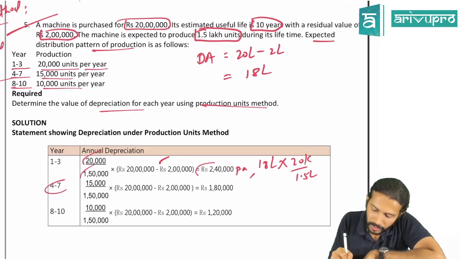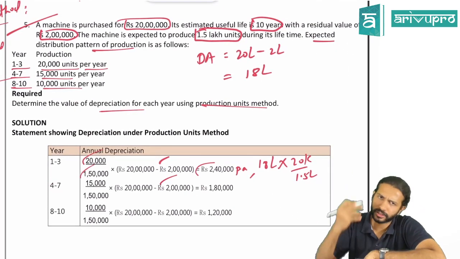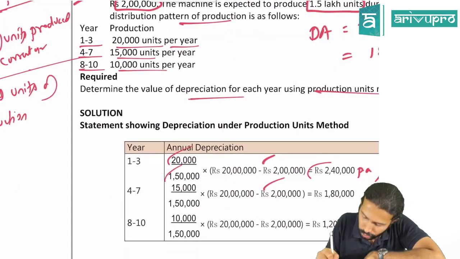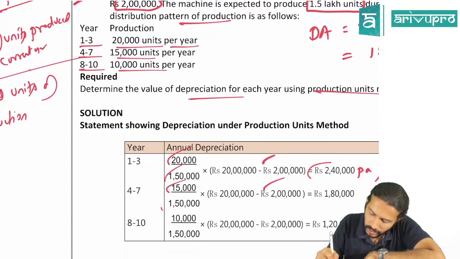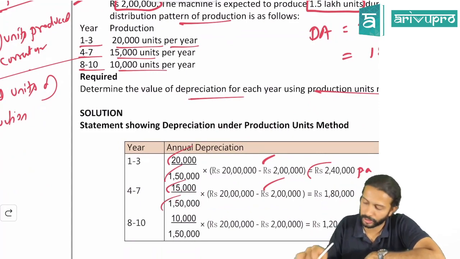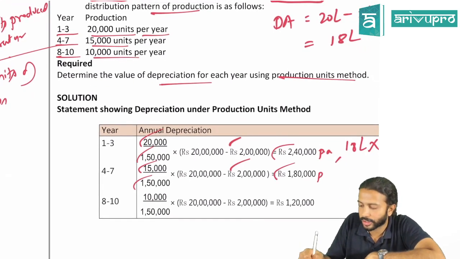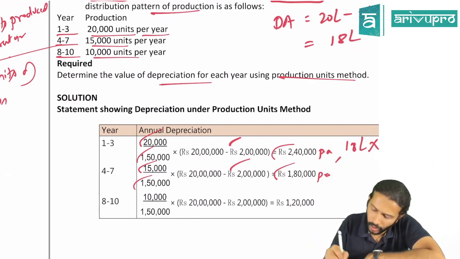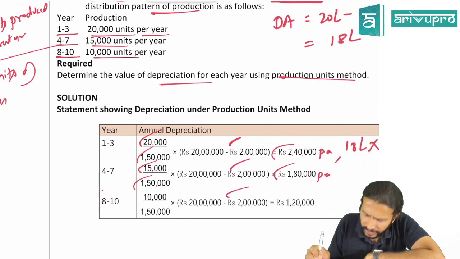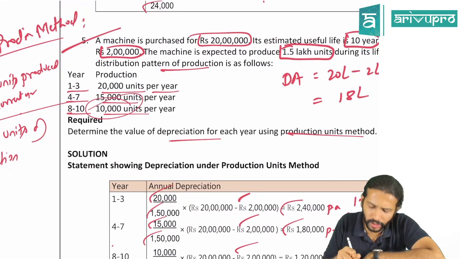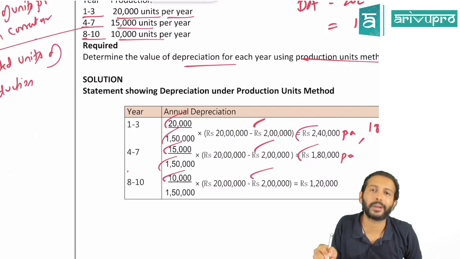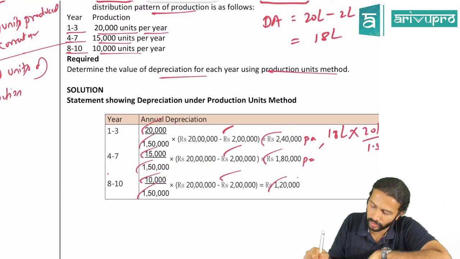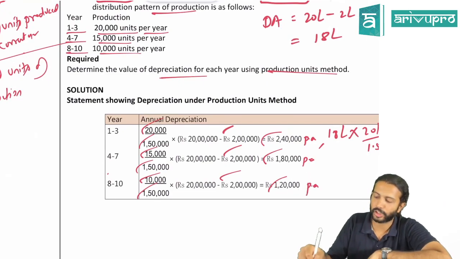Okay. From year 4 to 7, it will be the same. DA, which is 18 lakh, multiplied by, for year 4 to 7, how much did you produce? 15,000. So multiply 15,000, divided by total expected production, which is 1.5 lakh, which gets you 1,80,000 depreciation every year from year 4 to year 7. Last is year 8 to 10. DA is 18 lakh only. Year 8 to 10, you are producing 10,000 units every year. So multiply by 10,000, divided by total expected production, which is 1,50,000. By doing that, you're going to get 1,20,000 per annum each year. That's all.